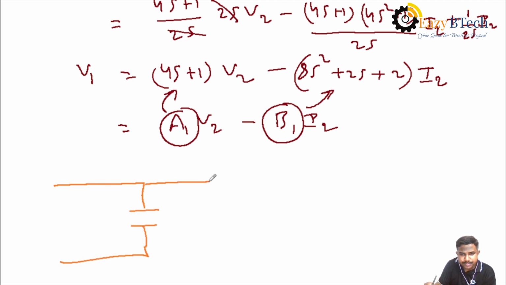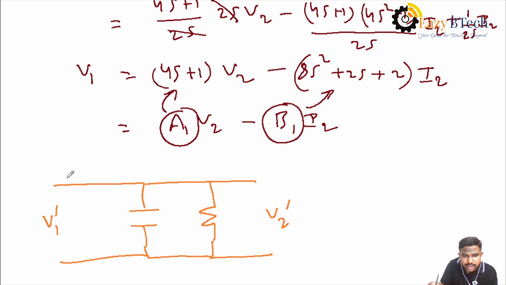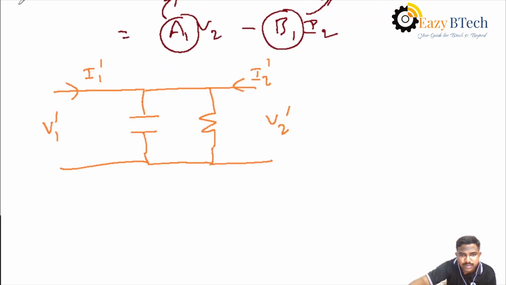The capacitor in parallel with resistor. Okay, this is the second network. That's why you have taken V1 dash and V2 dash and current also, I1 dash, I2 dash. Okay, here this network will be changed into a transformed network.